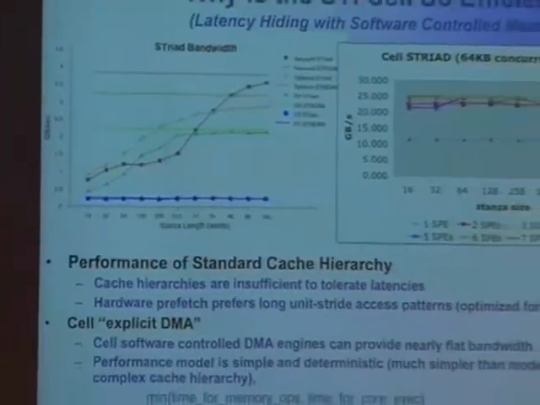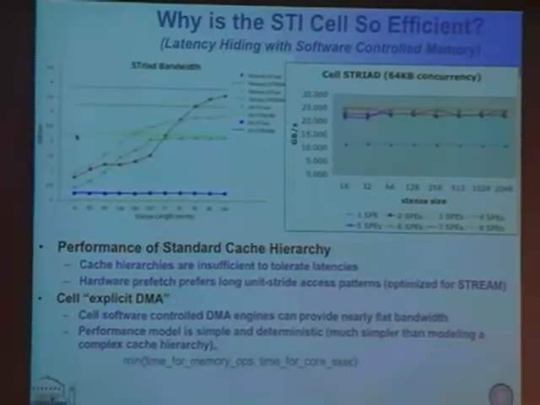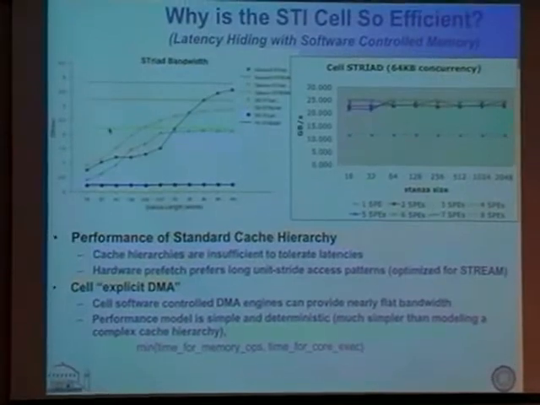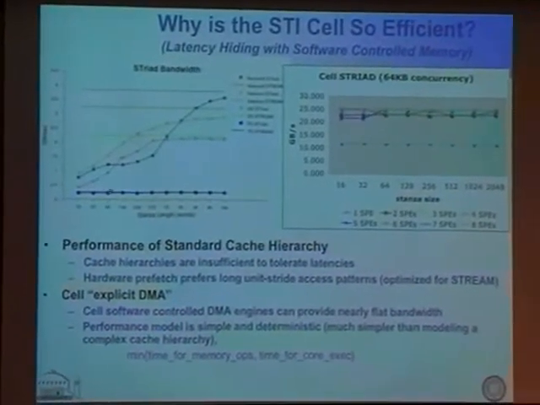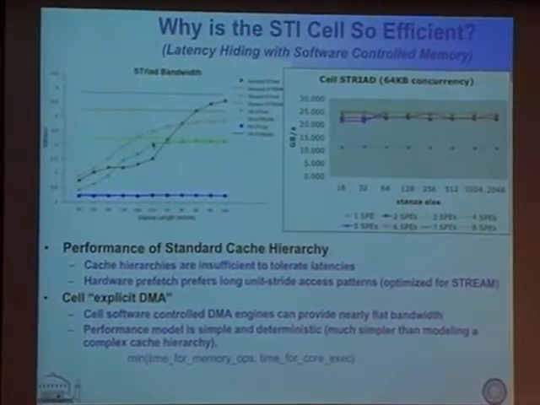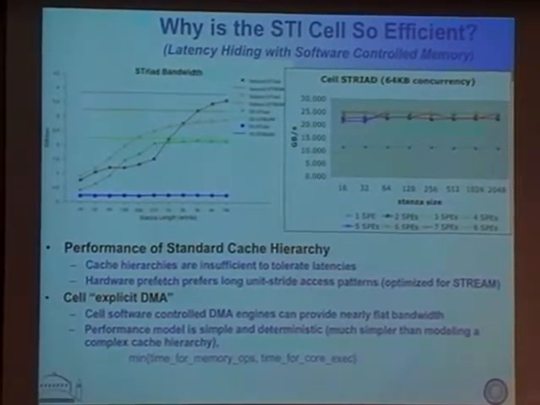So the flat lines that you see up here are the peak bandwidth numbers that you would get out of the stream benchmark. This is the number for the G5, and you can see that you need to have a stanza length of almost 512 words before you get pretty close to the peak bandwidth. So that's a very long unit stride run.